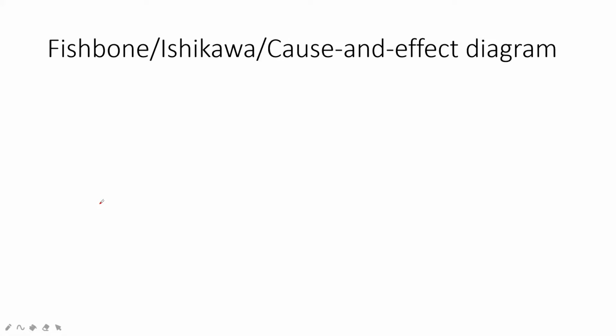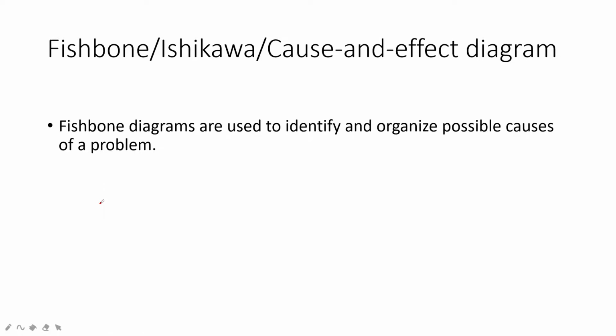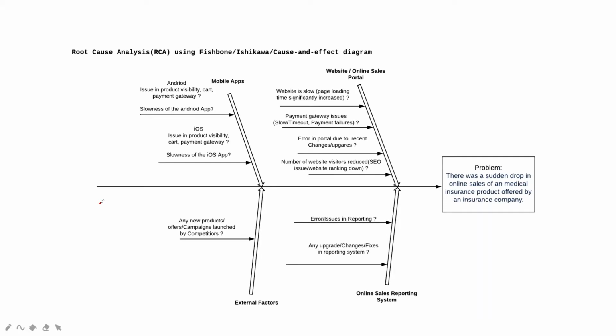We can represent the root cause analysis using the fishbone, or Ishikawa, or cause-effect diagram. This diagram is used to identify and organize the possible causes of a problem. So now for the same problem, let us draw this diagram to identify possible causes. For the same problem, there was a drop in online sales.